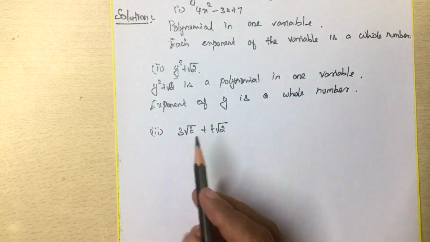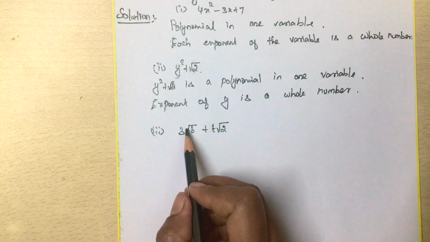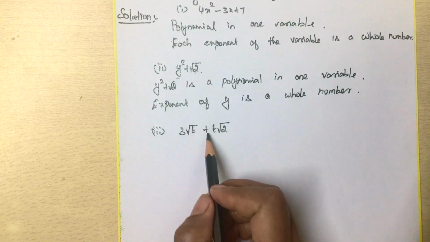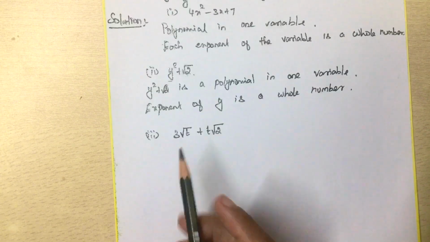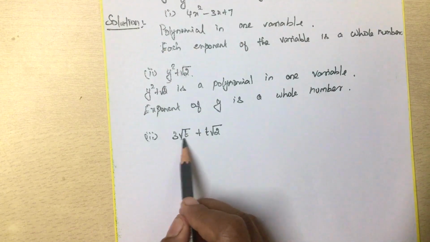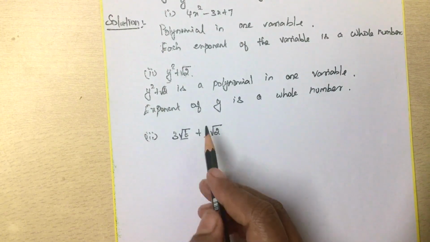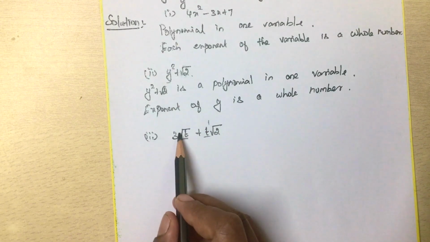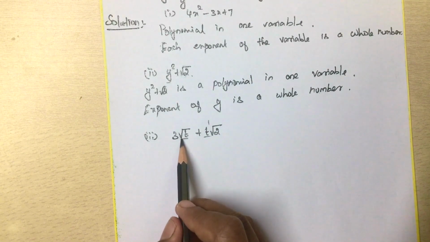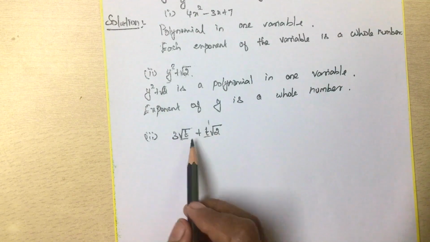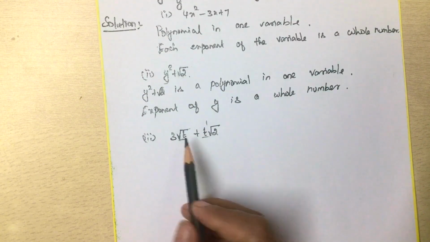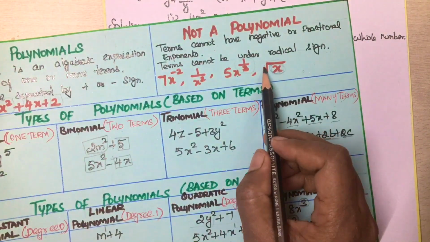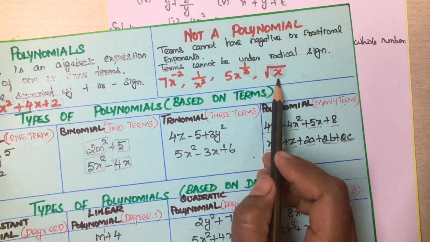Now the third subdivision. 3 square root of t plus t root 2. Again look for the variable present here. The degree of t here is 1. Whereas look at the next one on the left side. This is a radical sign. Below that we have the variable t. So this is the same example for not a polynomial.